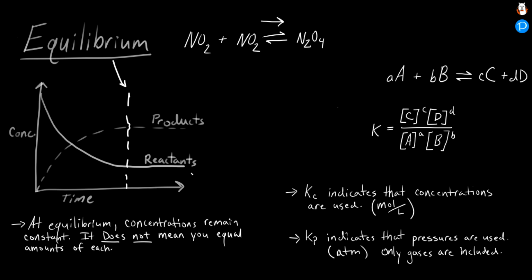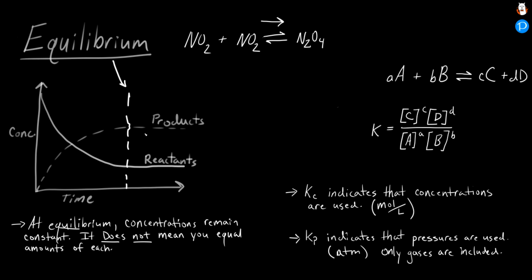They're not changing anymore. A key thing to note about this is that sometimes students think equilibrium means you're reaching a spot where everything is equal, where you've got an equal amount of everything. And that's not at all what it means.